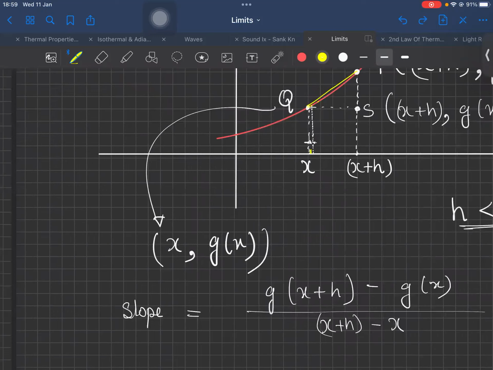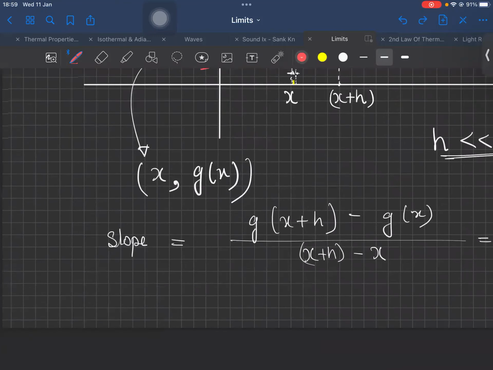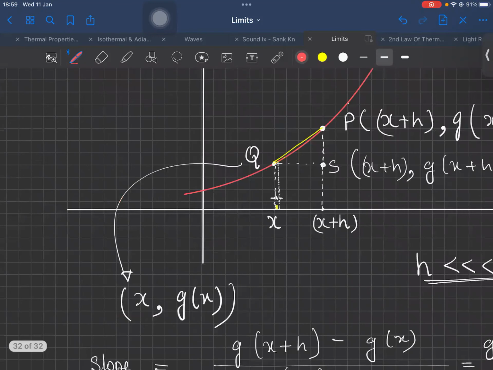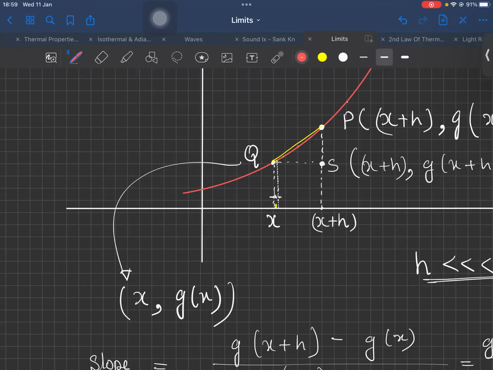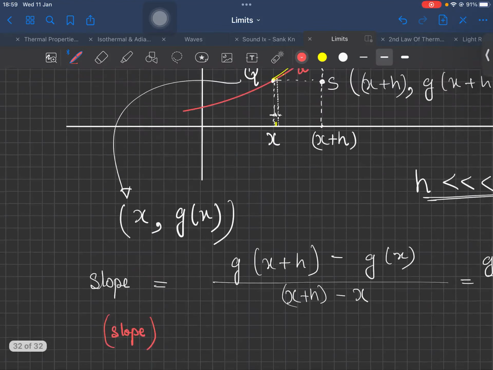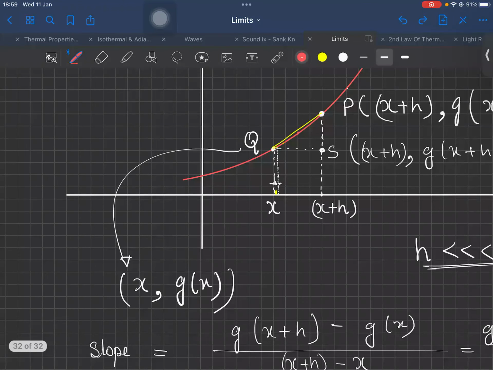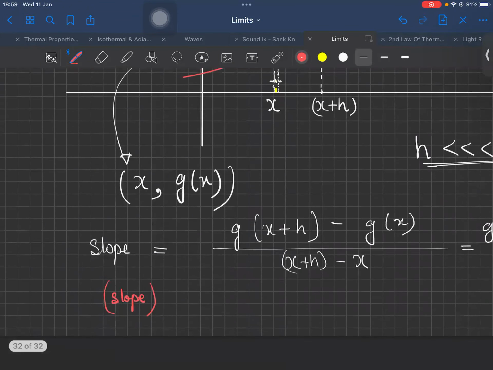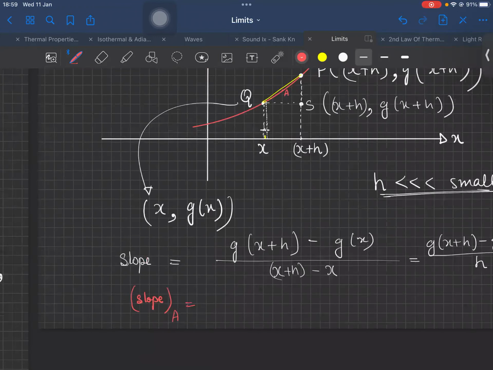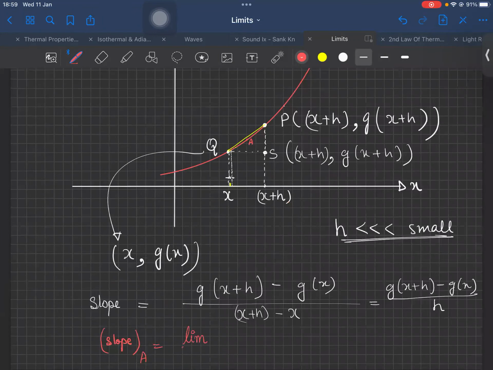So what can we write? The slope at a particular point on this curve, let's say that particular point is A. So the slope at point A will be equal to the limit as h tends to 0, h is approaching 0, of g of x plus h minus g of x upon h. So this is called the derivative, or instantaneous change.